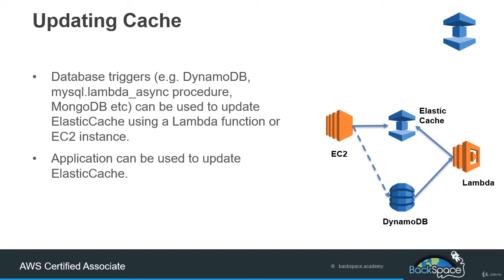So if our database supports triggers, we can use that to update Elasticache using a Lambda function or using a separate EC2 instance to copy that data over to our Elasticache engine. We could also use our application itself to update Elasticache. So when our application has a read request to the database, it can also update Elasticache at the same time.